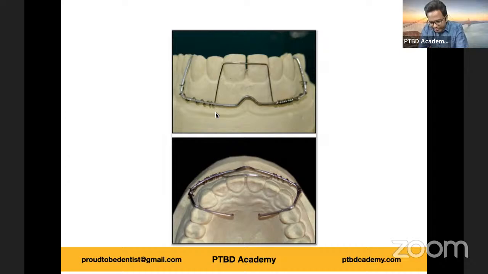So these are categorized under auxiliary springs, right? These are made of stainless steel wire 0.35 to 0.4 mm, an even finer diameter of stainless steel wire, used in extreme proclination of incisors to achieve lingual movement, right? In case of extreme proclination of incisors, it can also be used to correct single tooth proclination.